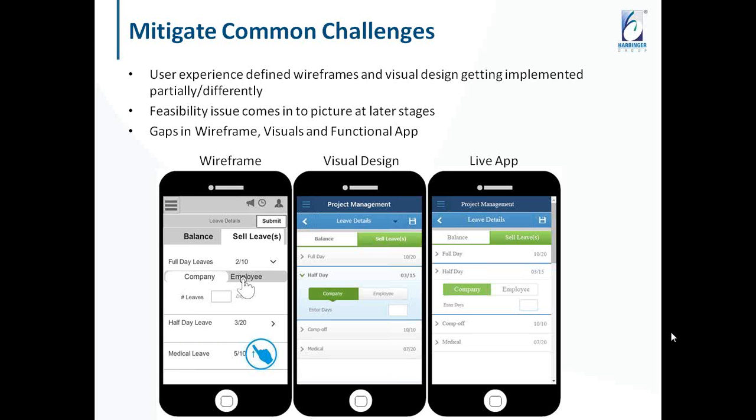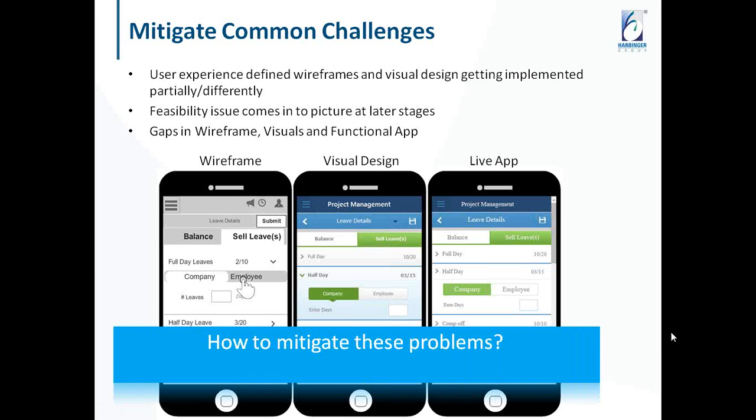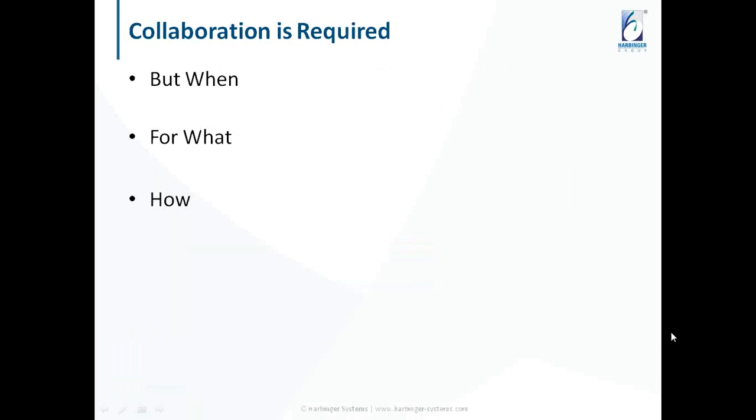If you see why all these things are missing, it is because there is a gap in communication, and there is less communication, we can say. So how can we mitigate these 3 challenges? There is only one solution to all these 3 challenges. That is collaboration. We all understand collaboration is required. But when, for what and how?